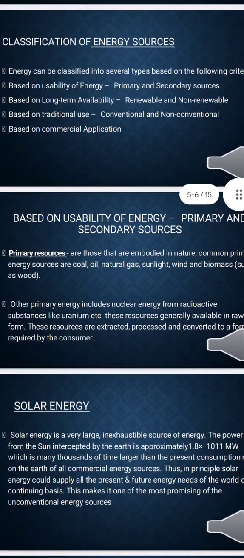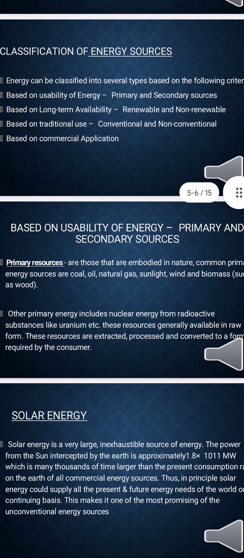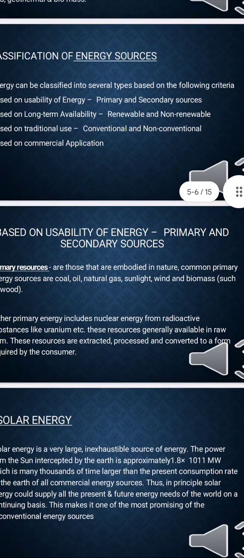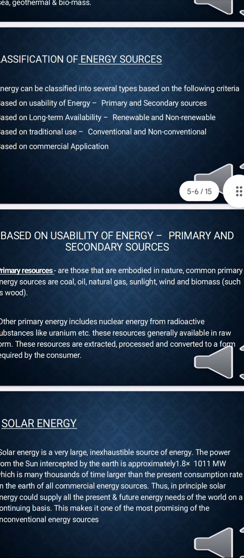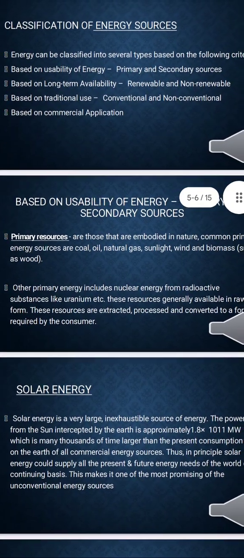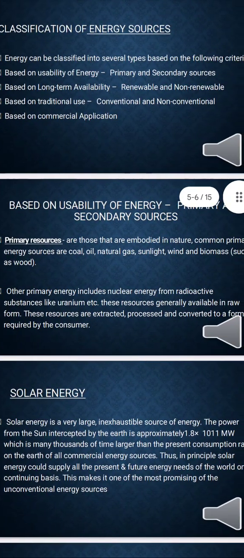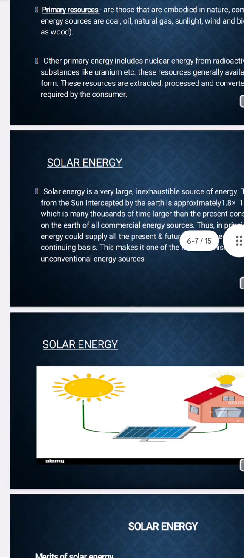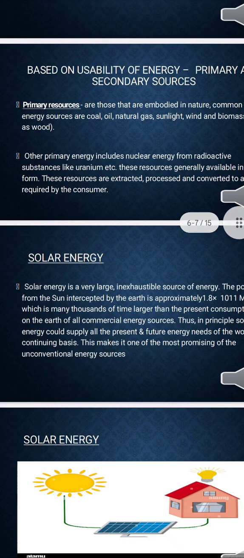Based on the usability of energy, primary and secondary sources. Primary resources are those that are embodied in nature. Commonly, primary energy sources are coal, oil, natural gas, sunlight, wind, and biomass, such as wood. Other primary energy include nuclear energy from radioactive substances like uranium, etc. These resources are generally available in raw form. These resources are extracted, processed, and converted to a form required by the consumer.